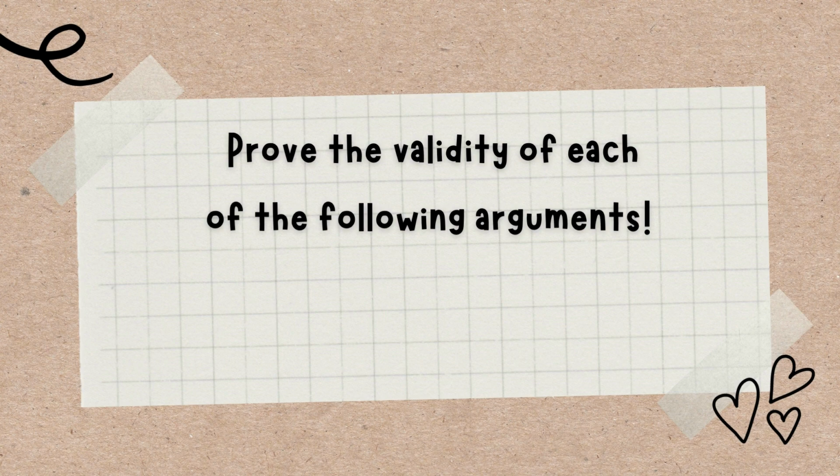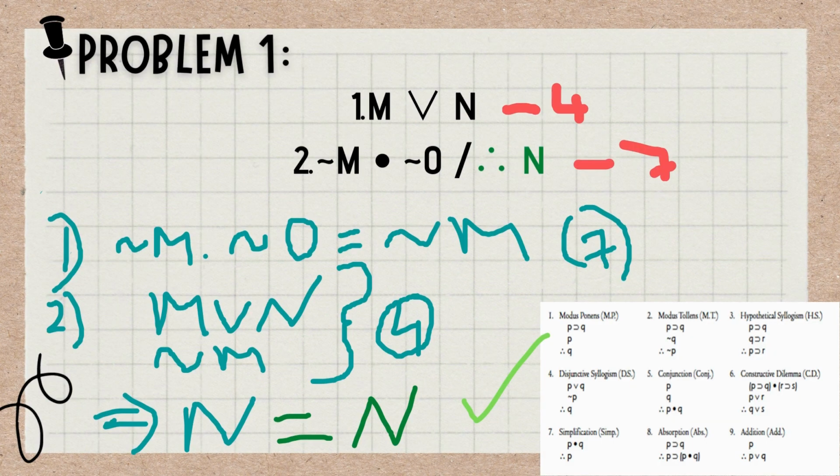Invalid means that in the argument, we have premises and a conclusion. If all its premises are true but the conclusion is false, then it is an invalid argument. When it comes to a valid argument, all the premises are true and the conclusion is also true. Then we consider that type of argument a valid argument. So let's see problem number 1.